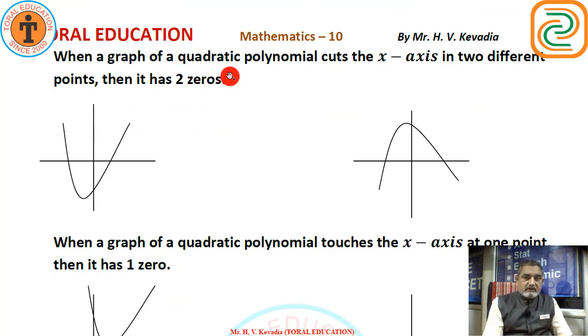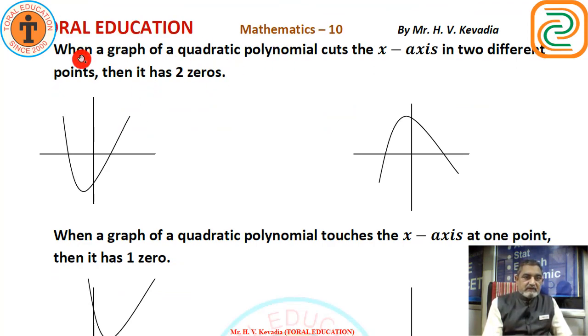Now here I have written, when the graph of a quadratic polynomial cuts the x-axis in two different points, then it has two zeros. Look at this. This one is the x-axis, this one is the y-axis. This is an upward parabola, that is, open upward. It cuts the x-axis in 2 points, this one and this one. So it has two zeros.